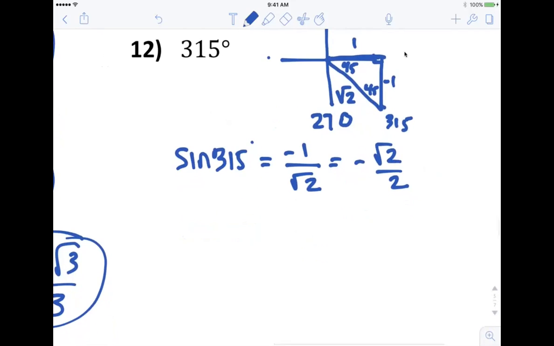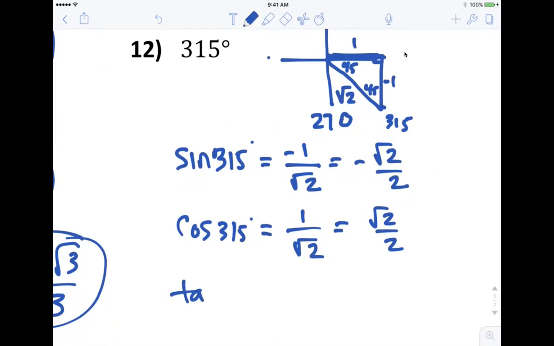Cosine would be the same. That's just x. So it's positive. So I guess not the same, huh? Positive 1 over √2, because now you're using the x over here, or adjacent to the reference angle. Positive √2 over 2.